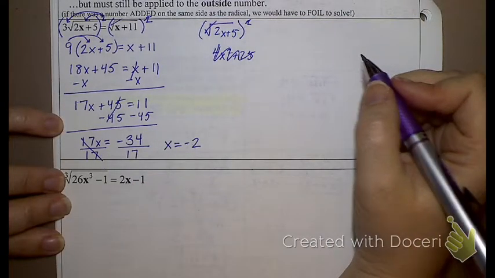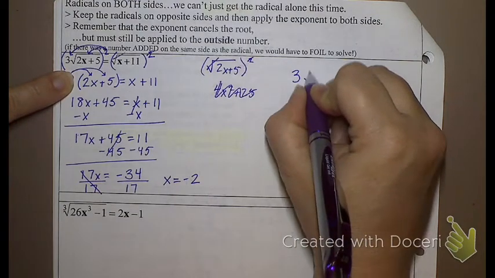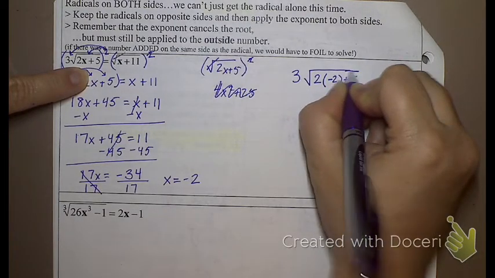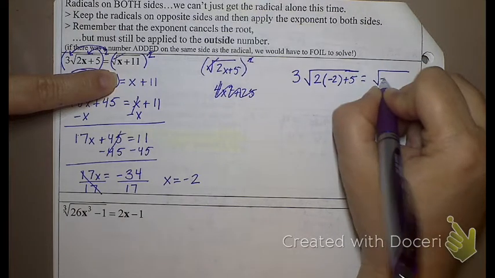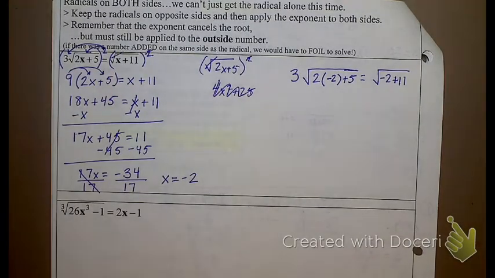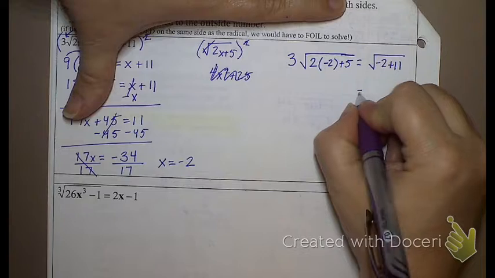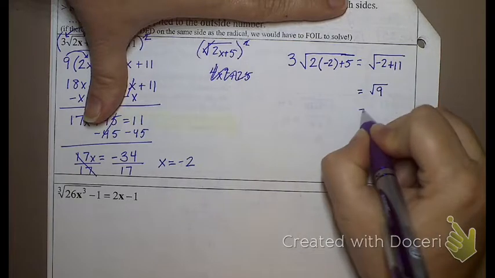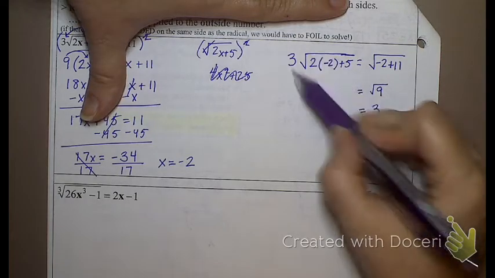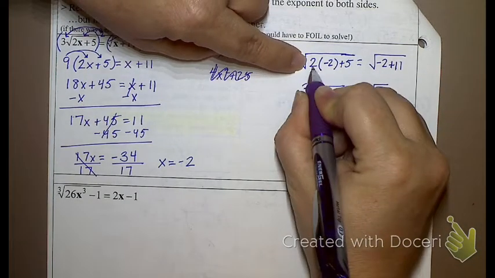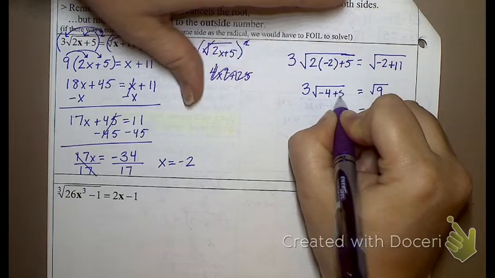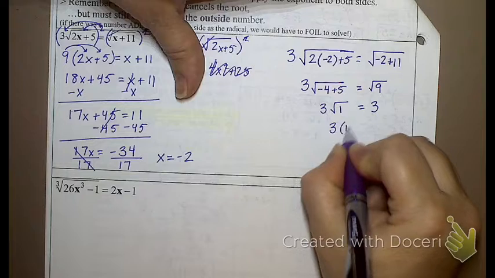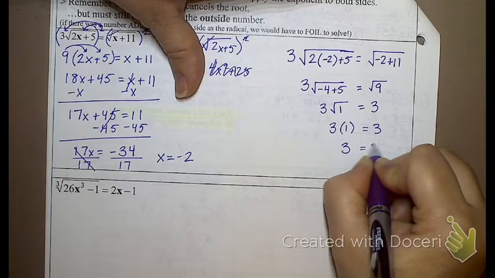Do I need to check my answer? Yep. So, the original problem, 3 radical 2 times negative 2 plus 5, all that's under the little radical house, is equal to negative 2 plus 11 under that radical. So I've got to see, do both sides of the equal sign end up being the same thing? Well, which side's easier to simplify first? The right side. Negative 2 plus 11 is 9, and the square root of 9 is 3. So now I just have to see if all this ends up as 3. So inside, I have 2 times negative 2 is negative 4 plus 5. What is negative 4 plus 5? 1. What's the square root of 1? Positive 1. So does 3 times 1 equal 3? Yeah. So my answer is good.